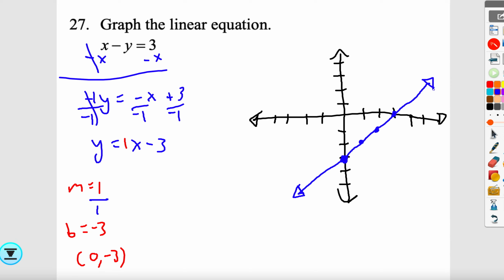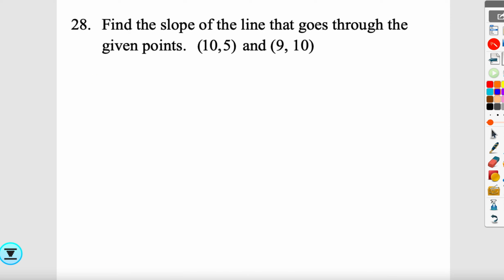Alright. So far, so good, guys. Let's keep going.